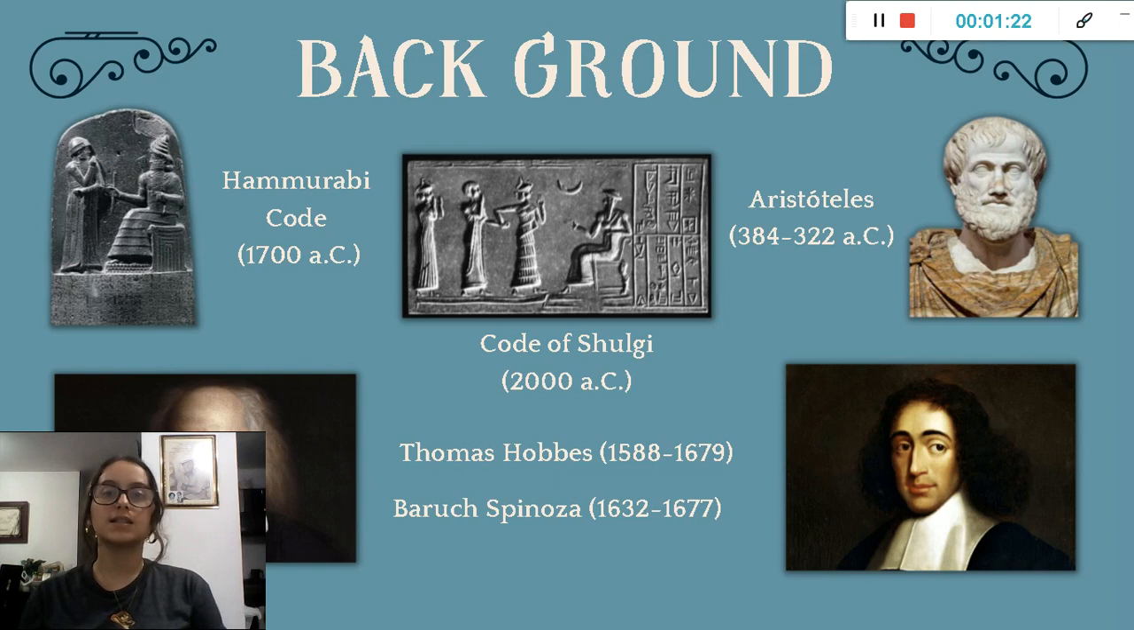The fourth one is Thomas Hobbes, and he says that the human being is incapable of making his own decisions, that he needs someone else to make them for him. The last one is Baruch Spinoza, and he says that the main goal of the economy, politics, and the law is to find ways to make the human being happier.